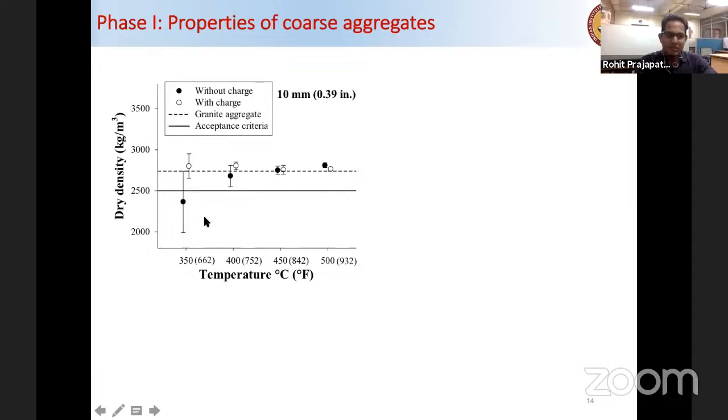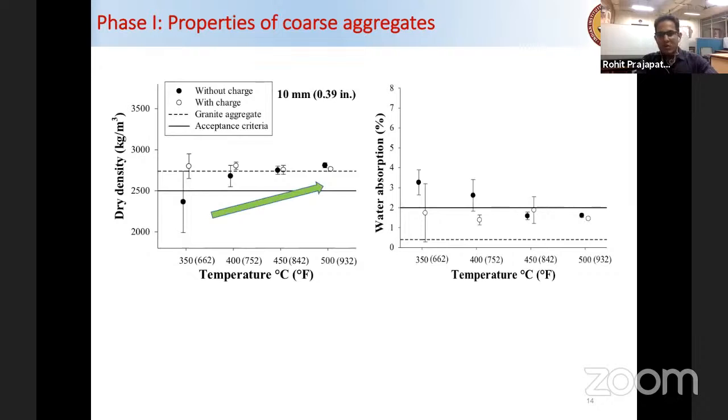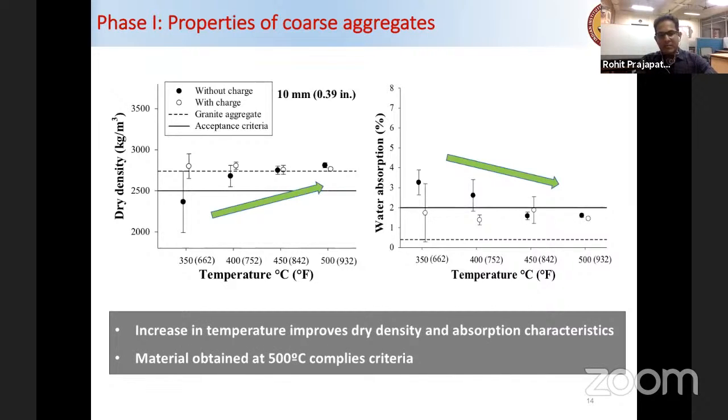There we also see that as we increase the temperature, the dry density improves because we are removing more and more dead mortar. The same goes with the water absorption. The water absorption decreases and it's coming closer to 1%. So increase in temperature also improves the dry density and absorption characteristics, and the material obtained at 500 degrees C complies with the criteria. But in some cases, it could comply with the product quality but may not qualify the process efficiency criteria. So we have to look at both things.